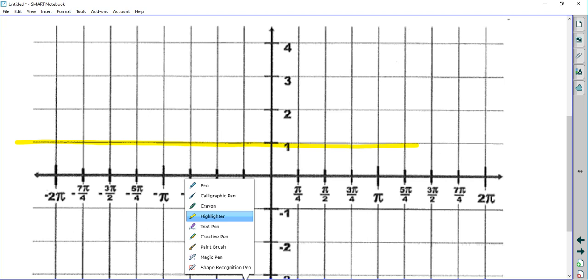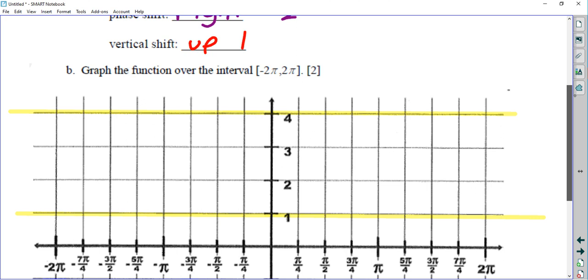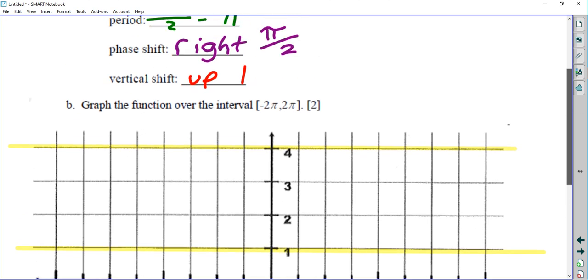Our line is at 1. That's our midline. The amplitude was 3. So from there, we're going to go up 3. 1, 2, 3. And we also go down 3. 1, 2, 3. And it goes up 1 from the equation, the first 1 minus. The vertical shift. Yep. All right.